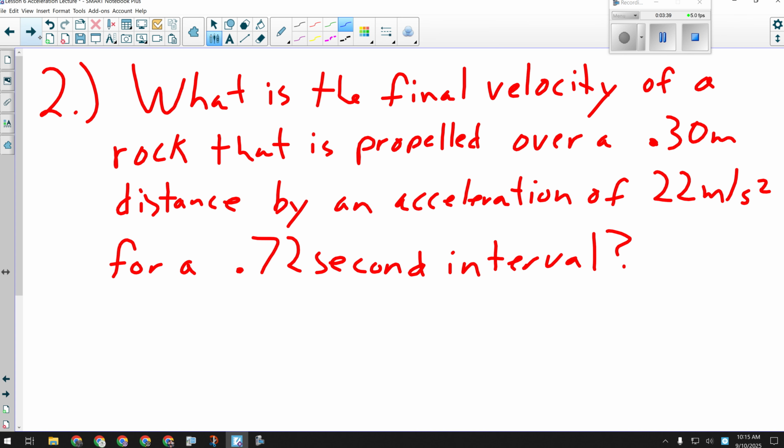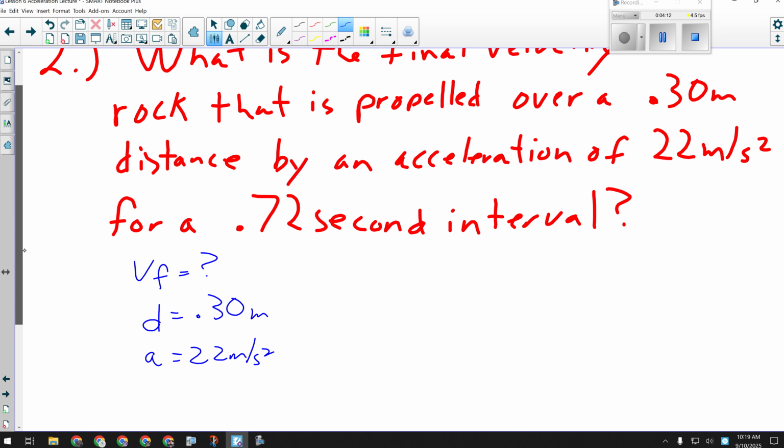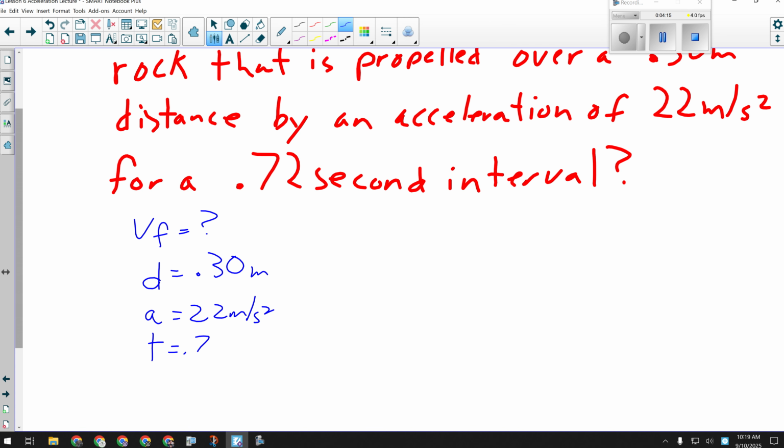Try that one. All right, so we're looking for the final velocity in this one of a rock that is propelled over a 0.30 meter distance. Okay, so no vector on that. By an acceleration of 22 meters per second squared, for a 0.72 second interval. Okay, what formula should I use for this one?